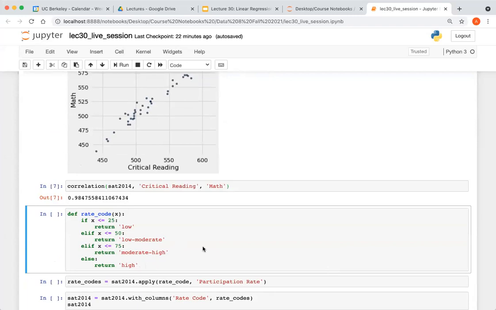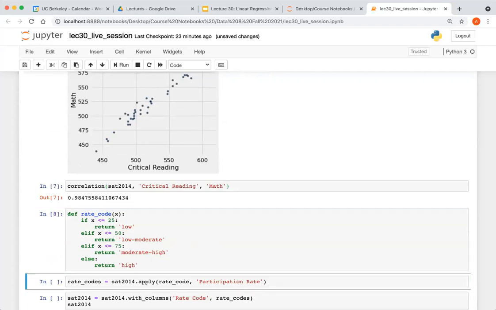I want to look just in some categories. And I just said, look, the rate is a percent. So if it's less than or equal to 25, call it low. If it's above 25, but less than or equal to 50, then call it low moderate. If it is above 50, but less than or equal to 75, call it moderate high. And otherwise call it high. And this is just a choice that I made. You can make different choices.